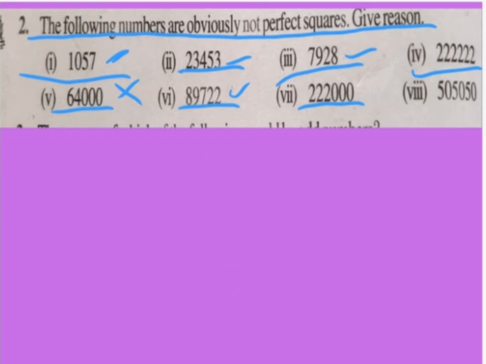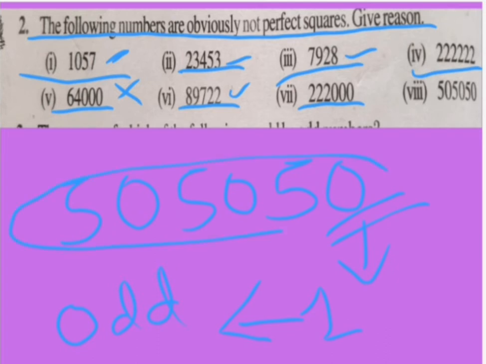Next, the last question, 50,50,50. Here also in the unit place we have only 1 zero, and this 1 is an odd number. So that's why this number cannot be a perfect square number. That is how we have to write the solution for our question number 2. Next, move on to question number 3.